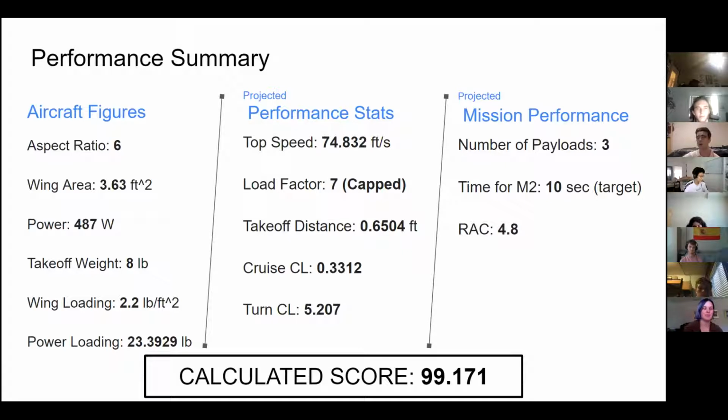Our top speed that we assume we're going to be traveling at the whole time is 74.832 feet per second. Our load factor is 7. Our takeoff distance, which we maximized for, is 0.6504 feet. Cruise coefficient of lift is 0.3312, and our turn coefficient of lift is 5.207. We will have 3 containers, each container containing 15 Jenga blocks. Our time target for mission 2 is 10 seconds, and our rated aircraft cost is 4.8. And from all this, we calculate that our score will be 99.171.